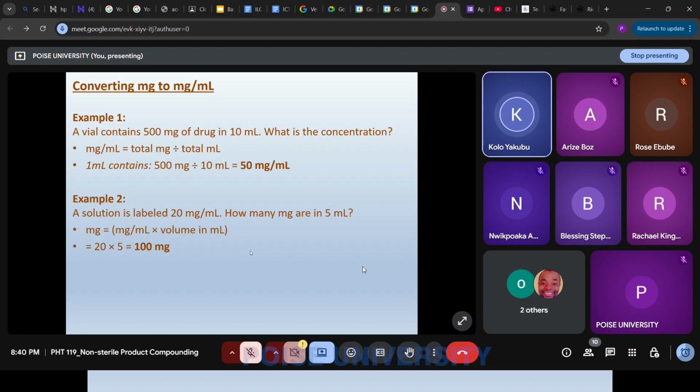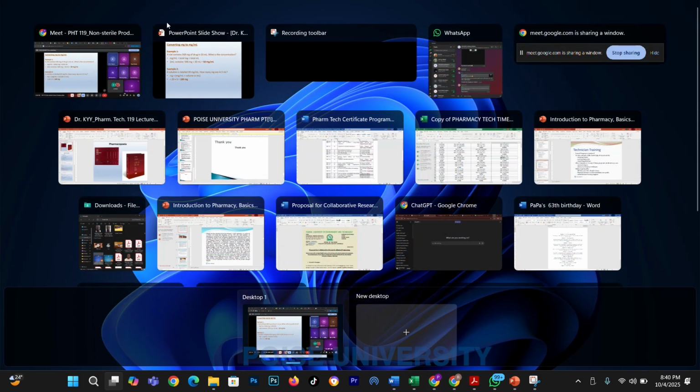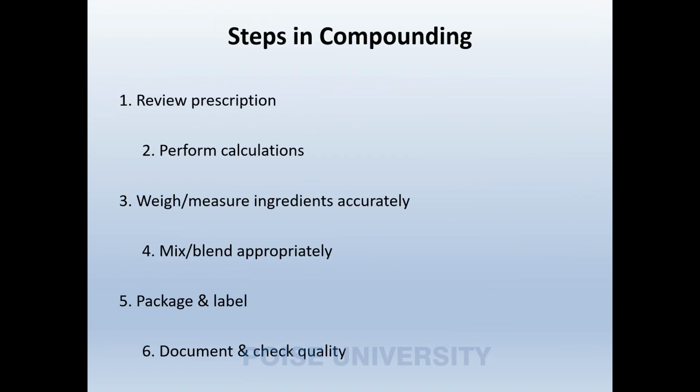Yeah, so let's go back to our slide on steps to compounding. Good, thank you. So after you've reviewed the prescription and performed your calculations, the next thing is to go ahead with your measurements, weigh the ingredients, and make sure you're getting the right weight. You've done the calculation, so you know what weight you're going to measure. If it's liquid, you know what liquid volume you're going to measure.